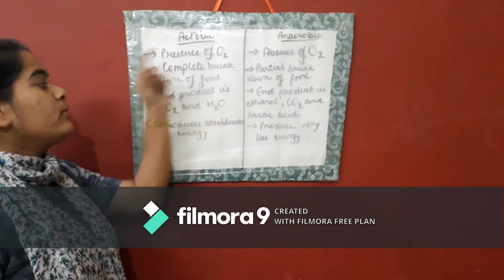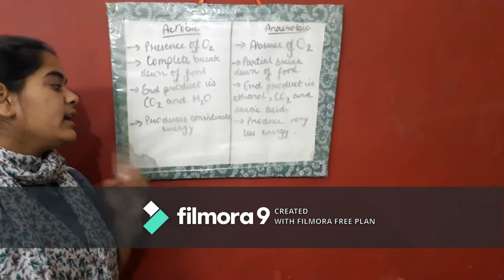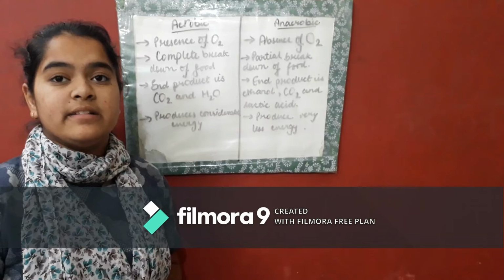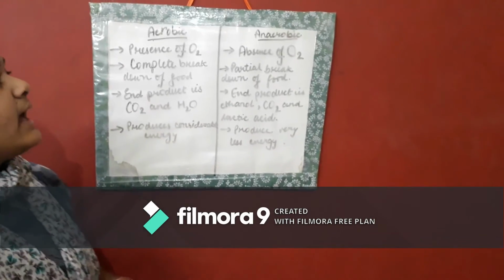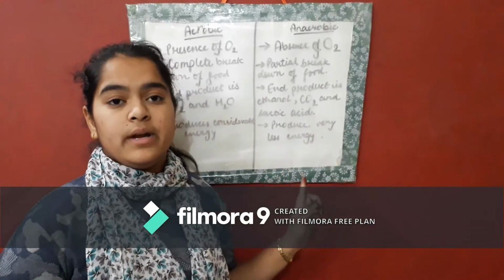Aerobic respiration produces considerable energy. It produces 38 ATP of energy, which is considerable. And anaerobic respiration produces very little energy, which is 2 ATP.